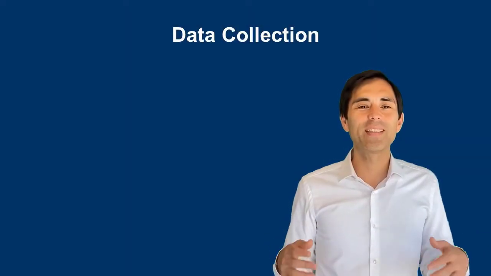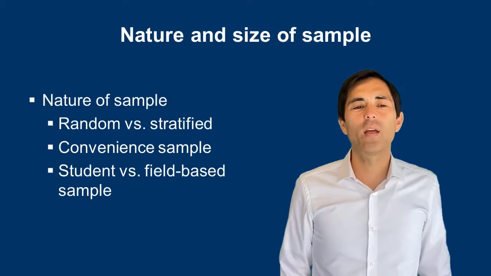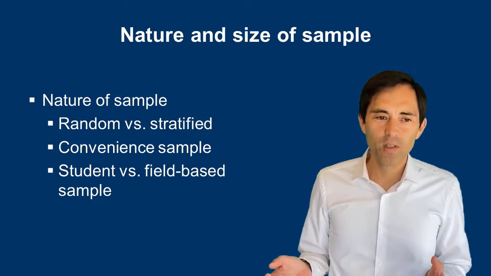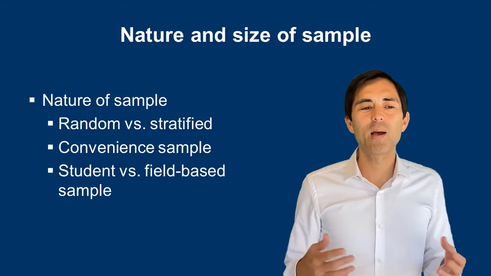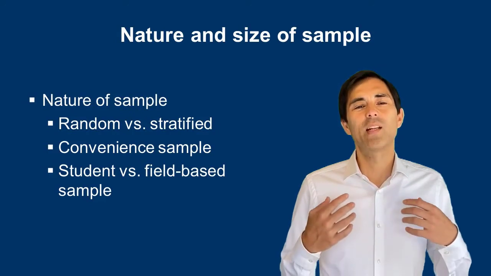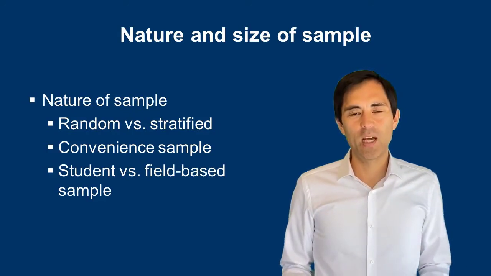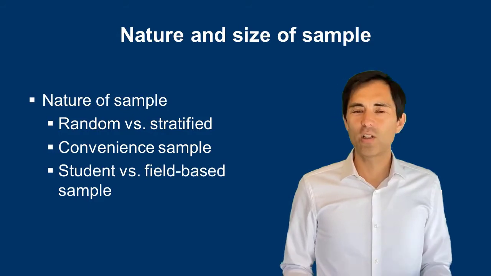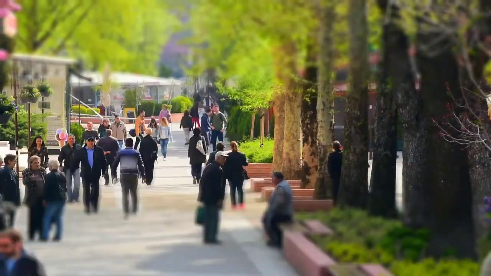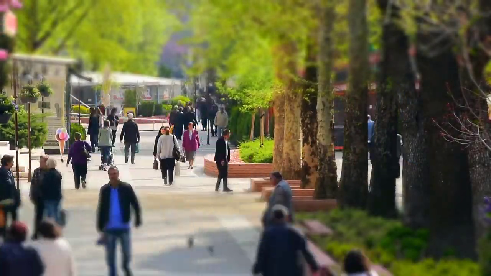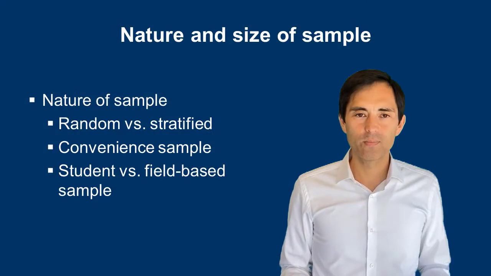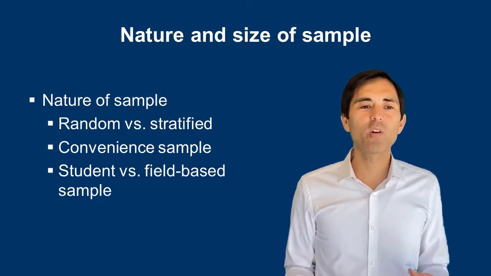Now, let us talk about data collection. To begin with, let us talk about the nature and size of the sample. First, the nature of the sample. We can distinguish between different types of samples. As researchers, we always would like to have a random and representative sample. We conduct a survey on some kind of attitudes, political attitudes in Germany. We would like to randomly sample, let's say, 5,000 or 10,000 respondents. That would be great. Unfortunately, that's not always possible, because there are limited resources and other constraints.